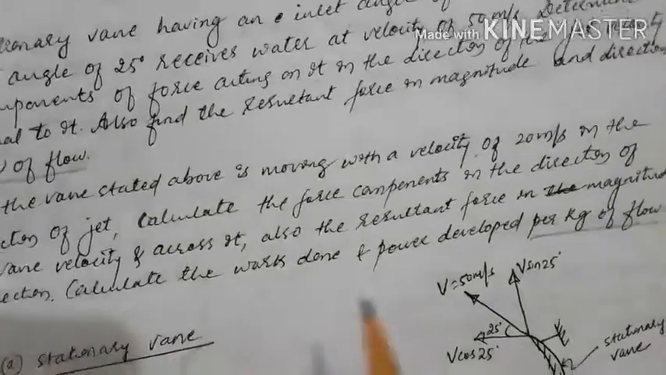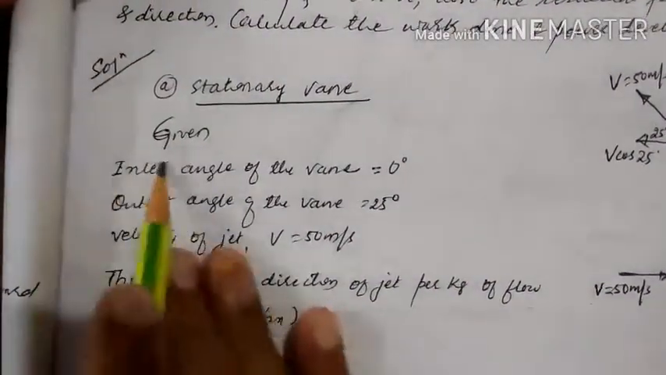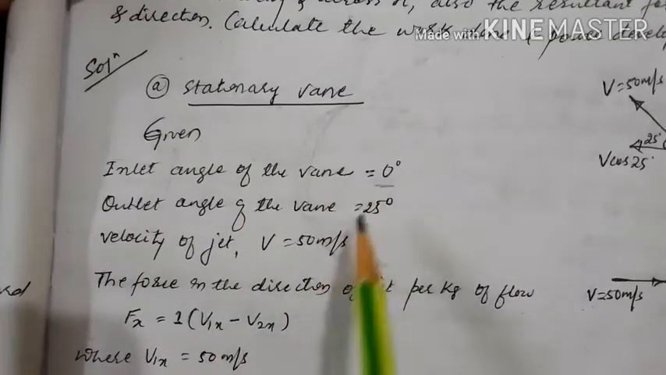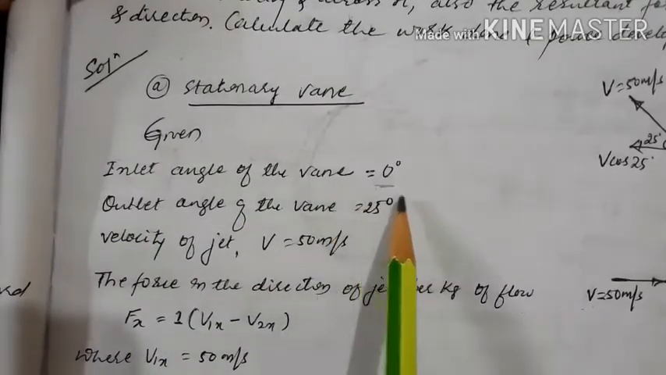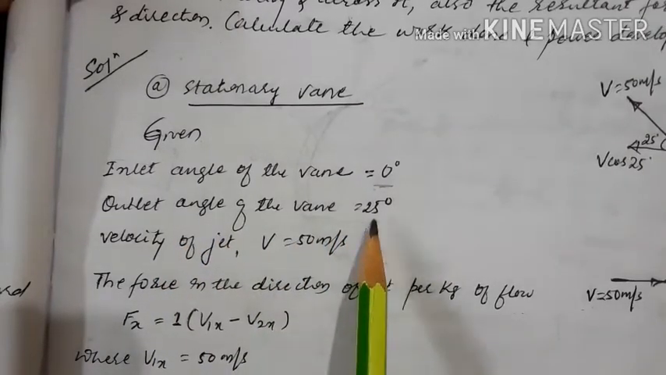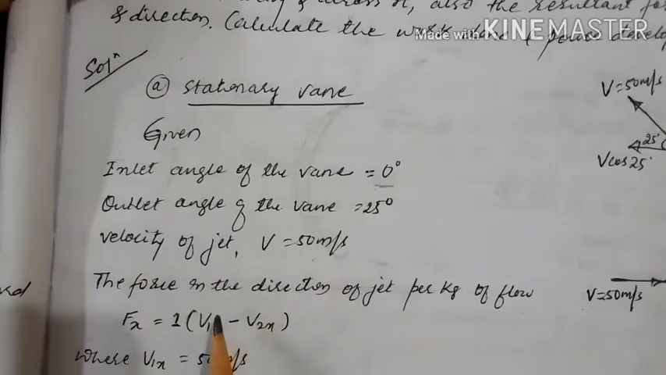Let us first write the given data in this problem. First take the stationary vane. The inlet angle of the vane is given as 0 degree. With this angle the jet will be entering tangentially. The outlet angle of the vane is 25 degree. Then the velocity of the jet is 50 meter per second.